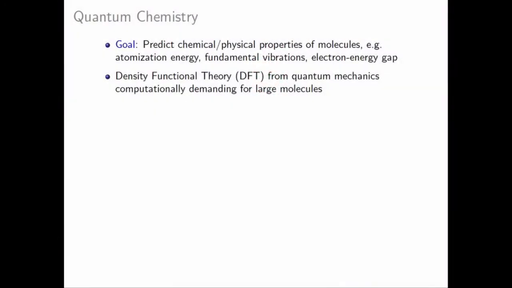In quantum chemistry, there are many areas where this could potentially be used. But in particular, the general setup is that for a given molecule, we're interested in predicting a bunch of different things that might be of interest for describing the macro properties of the molecule, like the energy or the vibrations or the electron energy gap, for example.